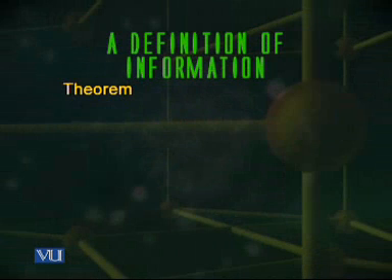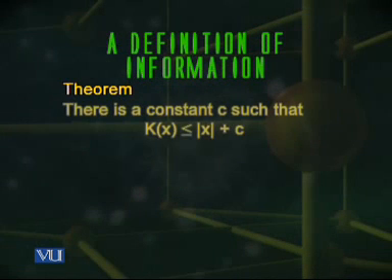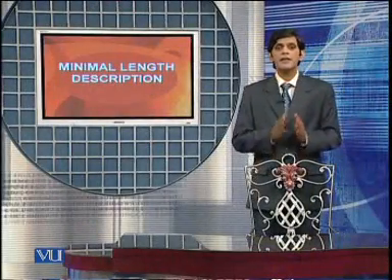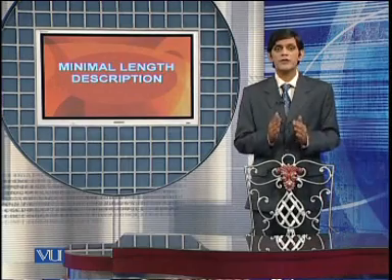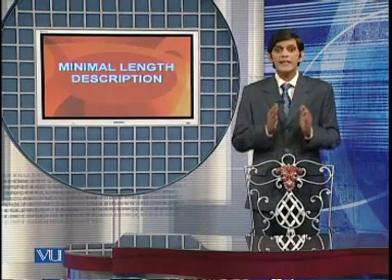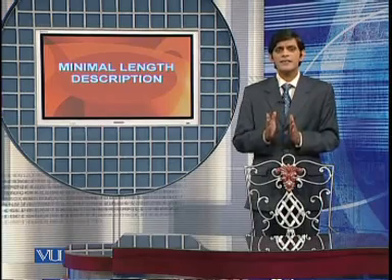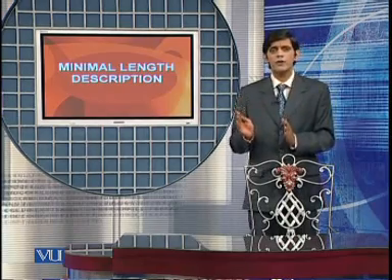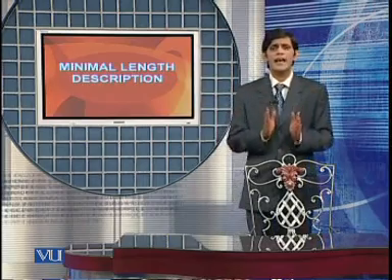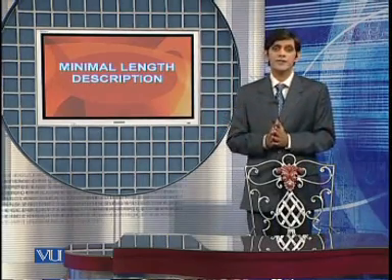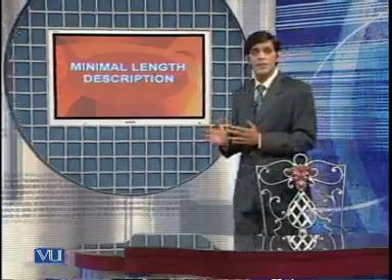Let's start by proving the first theorem. There is a constant c, that's what we want to prove. We are looking for a constant such that the descriptive complexity of a string x is less than or equal to the length of x plus c. So, what we are saying is that there's always a way to describe a string x such that the length of the description does not exceed the length of the string itself by more than an additive constant. This is very important.